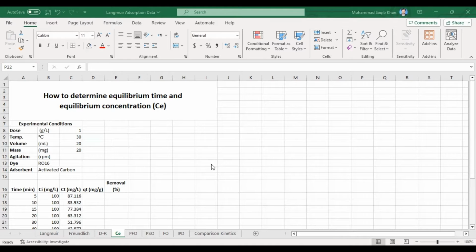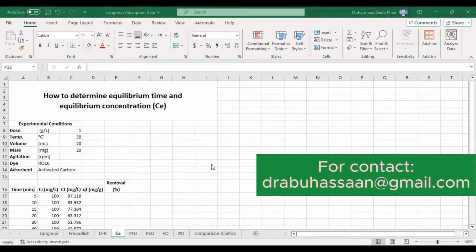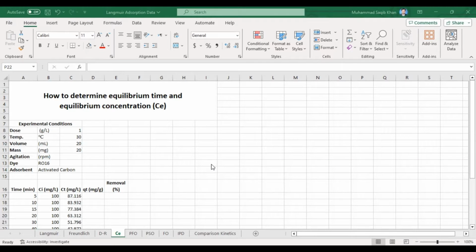Today we will learn about determining the equilibrium concentration, or CE value. I got a lot of questions about how to determine or calculate the equilibrium concentration of your adsorption experiment. Actually, I have seen some videos on YouTube.